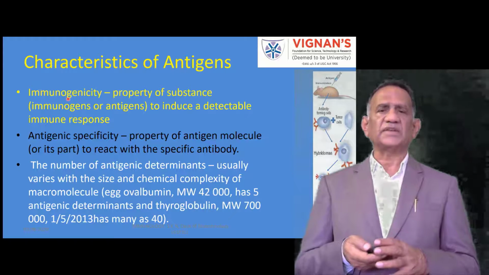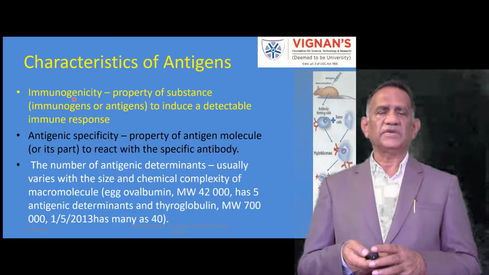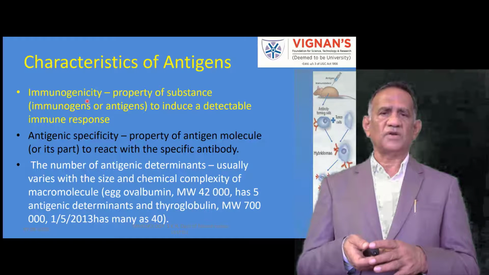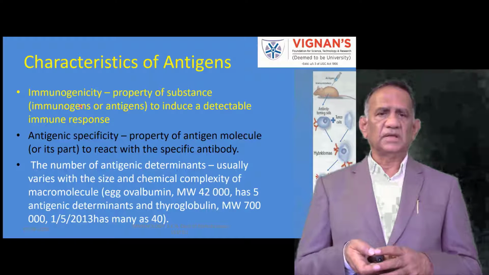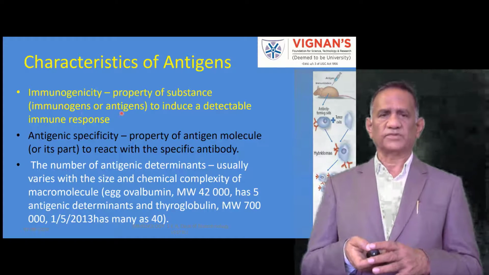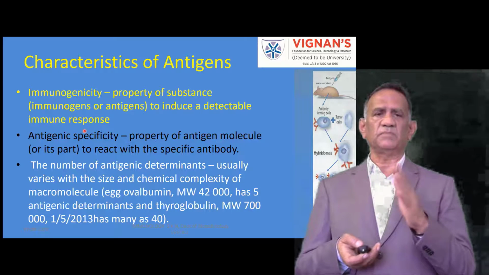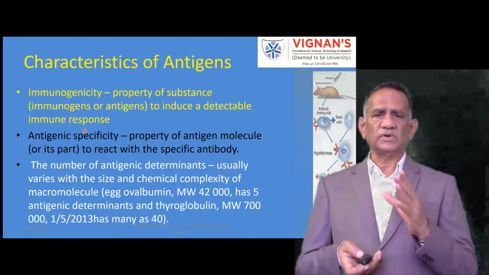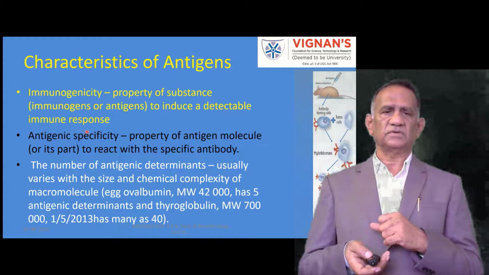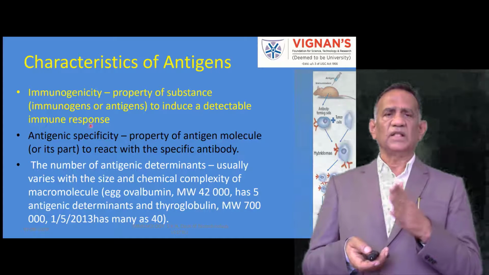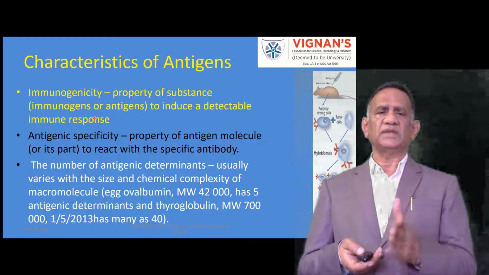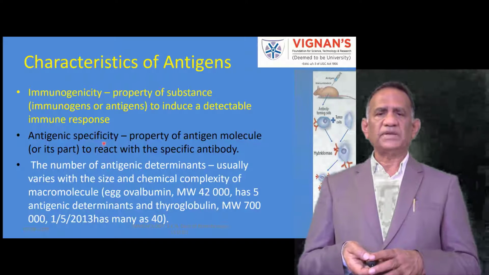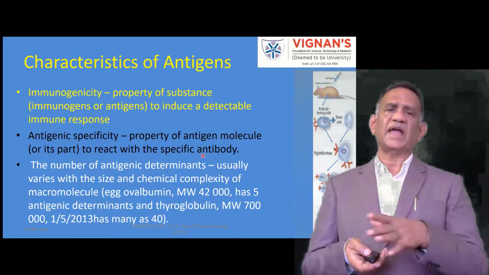So now, let us see the characteristics of the antigens. Antigens have immunogenicity. That is, they elicit immune response. The property of a substance to induce a detectable immune response. Of course, we have seen immunogen and antigen as synonymous. Let us not go into that confusion. So it induces a detectable immune response. Okay, so that's what detectable immune response means. The immunogen dose that we give should be proper enough. Then antigenic specificity: the property of an antigen molecule to react with specific antibodies.